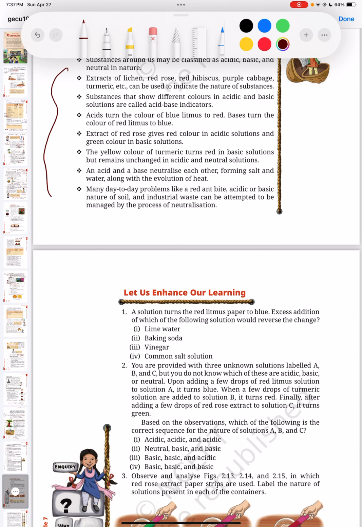A solution turns red litmus paper to blue. Addition of which of the following will reverse the change? So remember that red litmus to blue is because of a basic substance, right? So to reverse this change, you will need to add something which is acid. Is lime water acid? Yes. Is baking soda acid? No. Vinegar? Yes. Common salt solution. Now common salt solution is neutral, but a neutral solution can't neutralize an acid or a base. Okay. So the only two options over here are lime water.